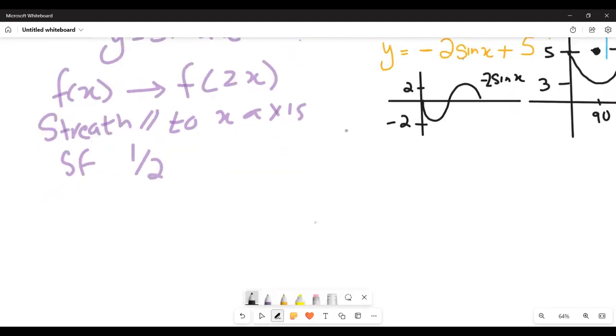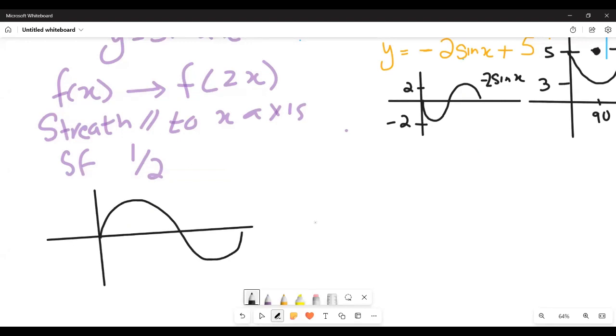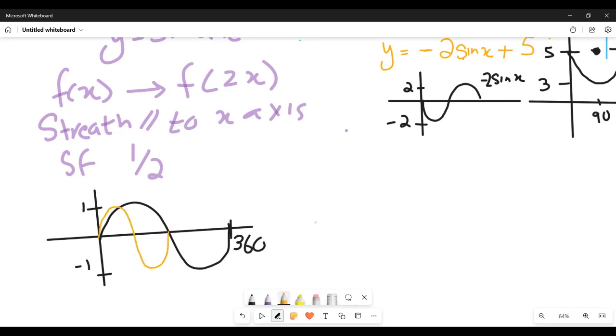So let's just take a look. Original sine x looks like this, between 1 and minus 1. This is the original sine x, 1 and minus 1. And we have 360 here. Now let's shrink this along the x-axis. It will be squeezed because its scale factor is half. So now, instead of the graph completing its full cycle at 360 degrees, it's going to complete its full cycle at 180 degrees. So this is one cycle of the new graph.